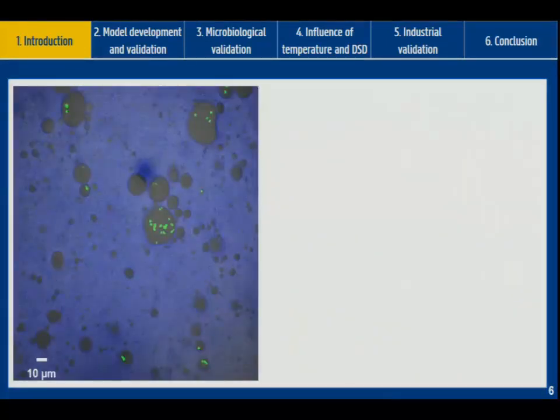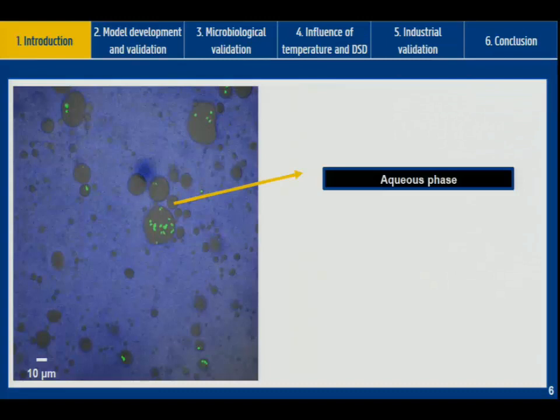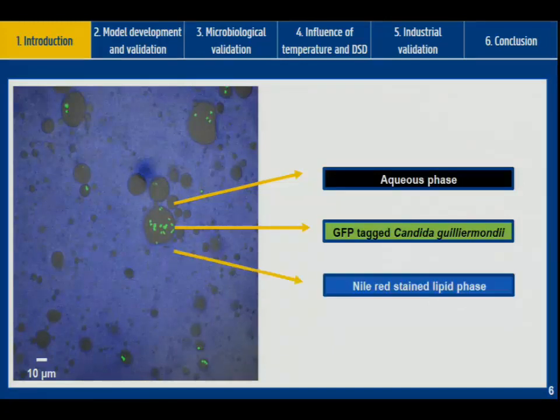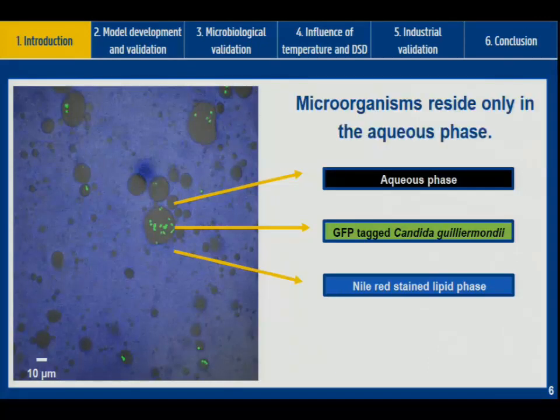This picture is a confocal scanning laser microscopy image of recombined butter. And it's important. Why? The black little circles here, they are the aqueous phase. The green little dots, they are GFP, or green fluorescent protein tagged Candida guilliermondii. Candida guilliermondii is a yeast. The big blue matrix, it is Nile red stained lipid phase. What does this picture tell us? That microorganisms reside only in the aqueous phase. This is a very important point because all of our later calculations will be done exclusively on the water phase.